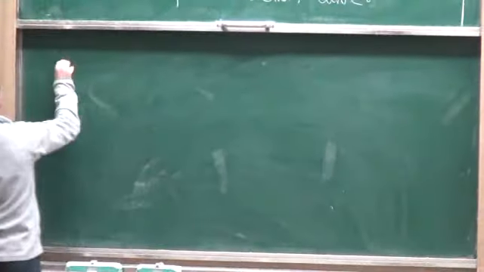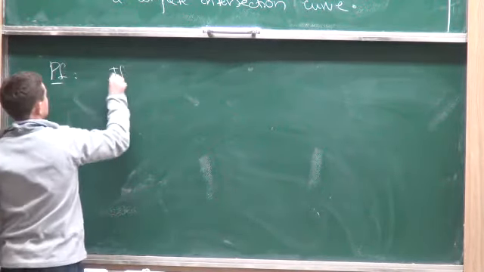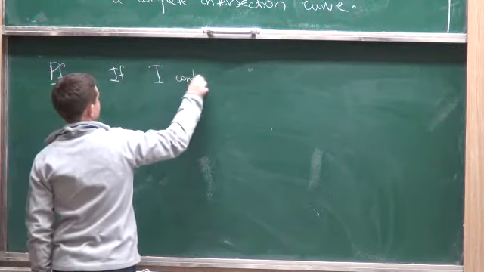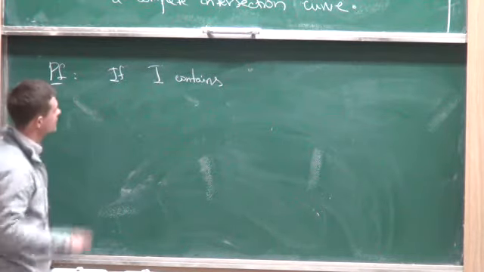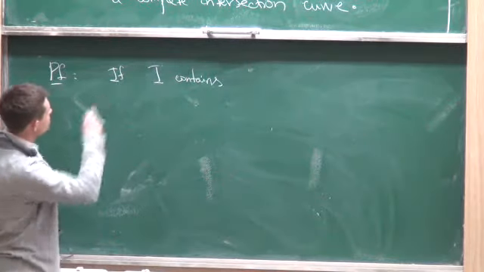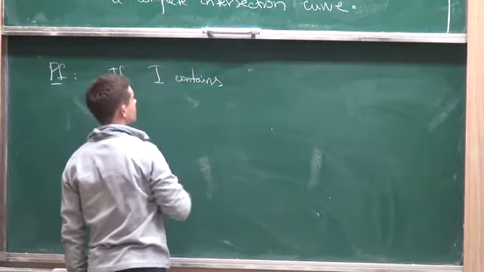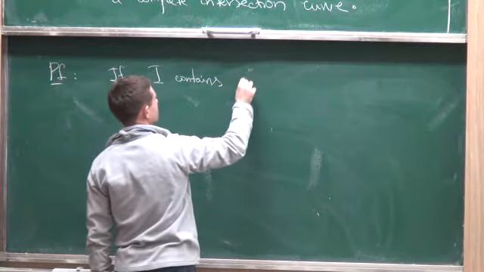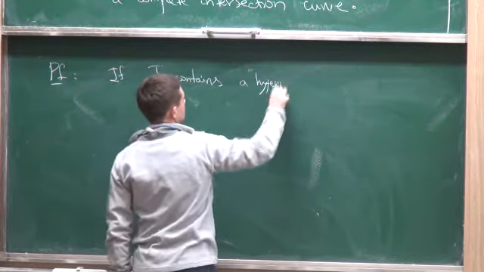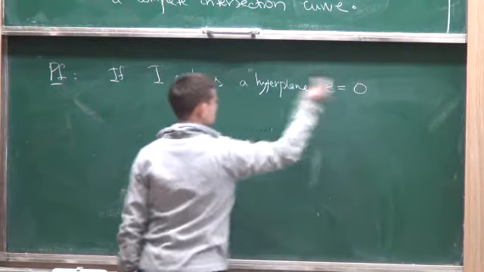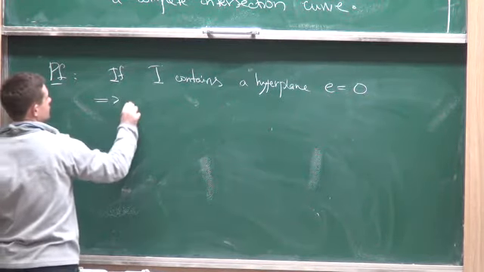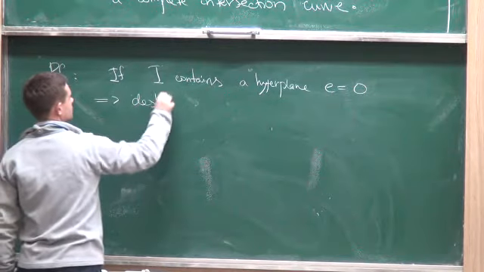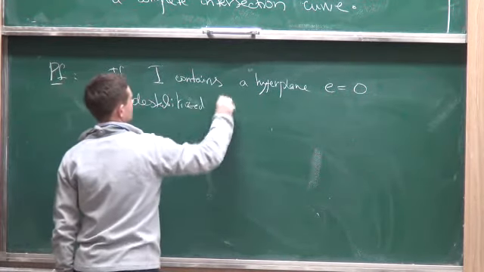Okay, so let me just sketch the proof of the corollary. Well, if I contains, and now we'll abuse the language and say that a net contains a hyperplane, if the intersection of 3 quadrics contains the hyperplane E equals 0, what it means is that all the quadrics are divisible by E, and then it's destabilized by rho 4.